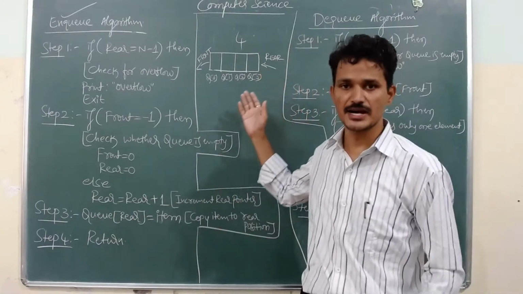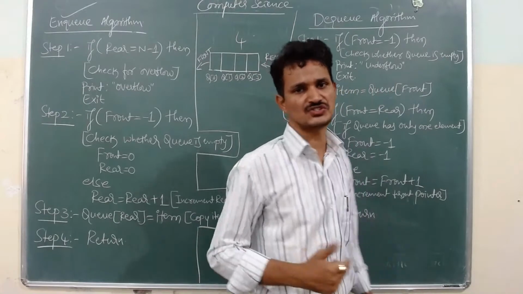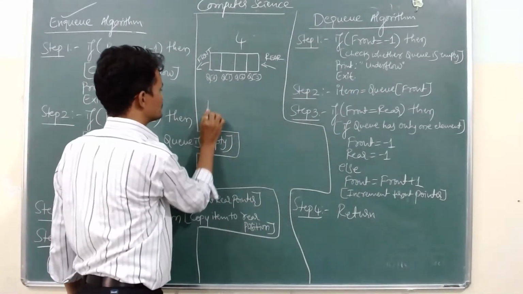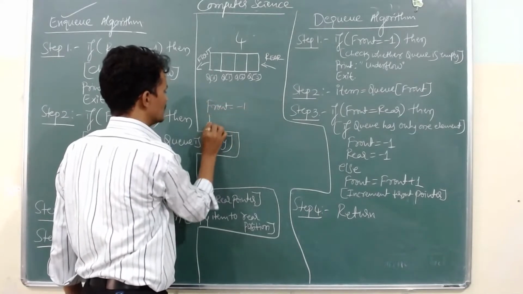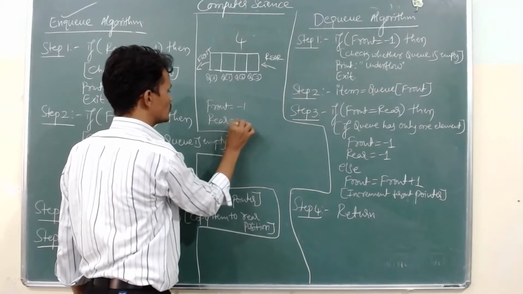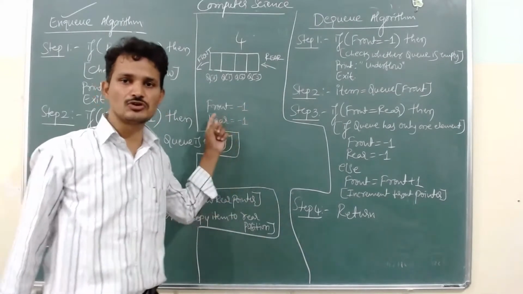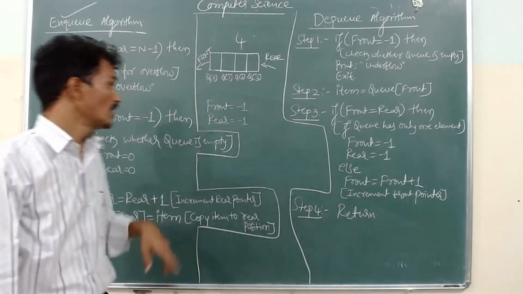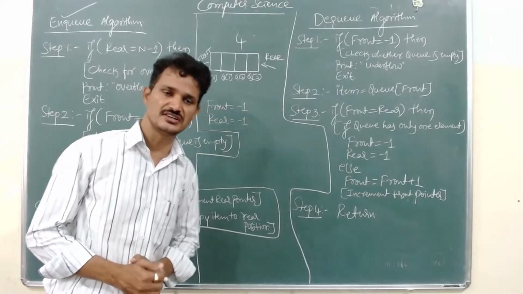But look at this diagram. The queue data structure is initially empty and does not contain any elements. Now what I will write here is front is equal to minus 1 and rear is equal to minus 1. Have a look at the values. I am writing these two values because the queue data structure is initially empty.